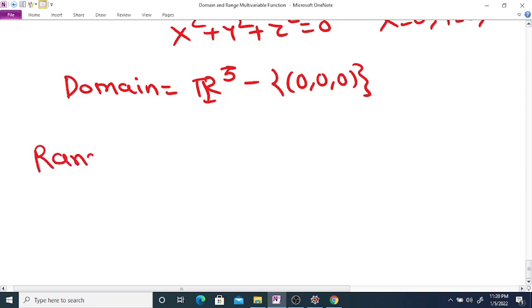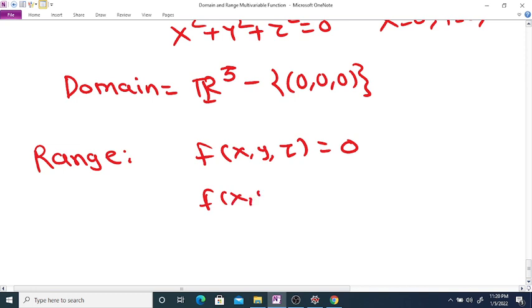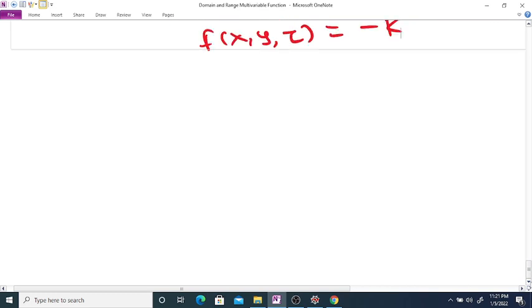Now for the range, again you cannot find f(x, y, z) which is equal to 0, or equal to negative k, or negative 2, negative 3, negative 4. So the range of the given function is 0 to infinity.